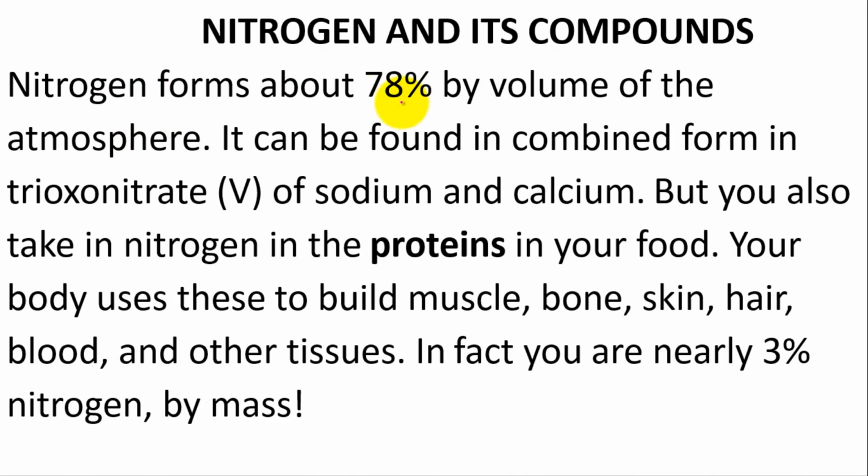Therefore, when we're talking about nitrogen, it actually forms about 78% by volume. You can have it in a combined form as sodium nitrate or calcium nitrate. You can equally have it in protein in our body, which we use to build muscles, bone, our skin, our hair, blood, then other tissue. In fact, it actually takes 3% by mass in our body.